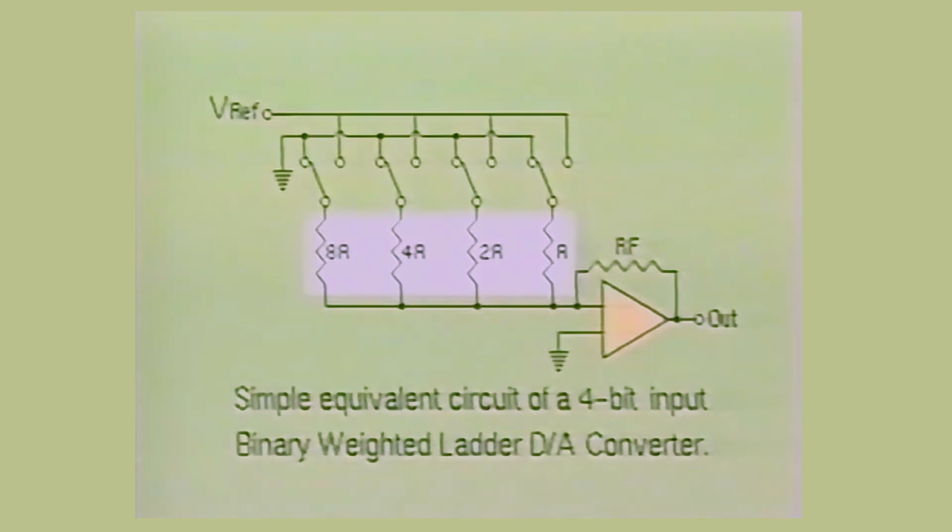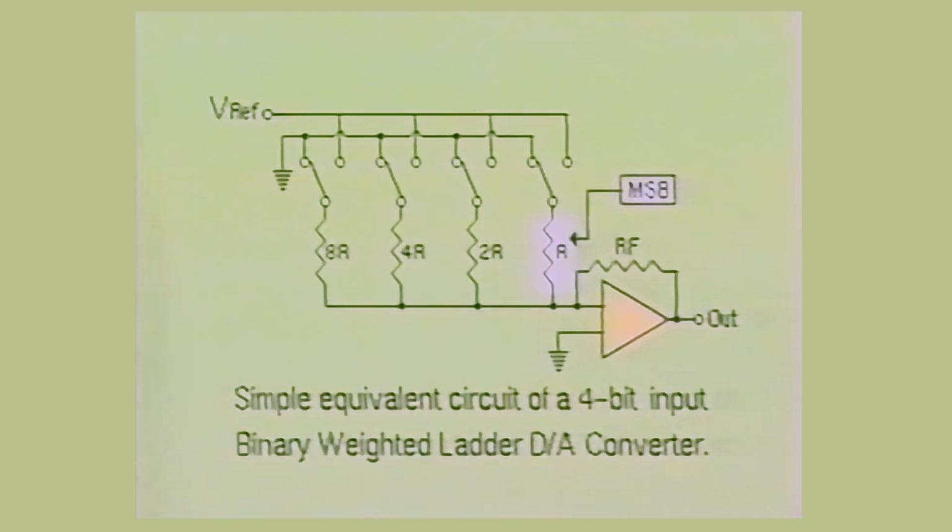Notice that the resistor values change according to the binary system. As the resistors go from right to left, they double in resistive value. Therefore, the resistor labeled 8R will be 8 times larger in value than resistor R. Since resistor 8R allows the least amount of current to flow, it is designated as the least significant bit.